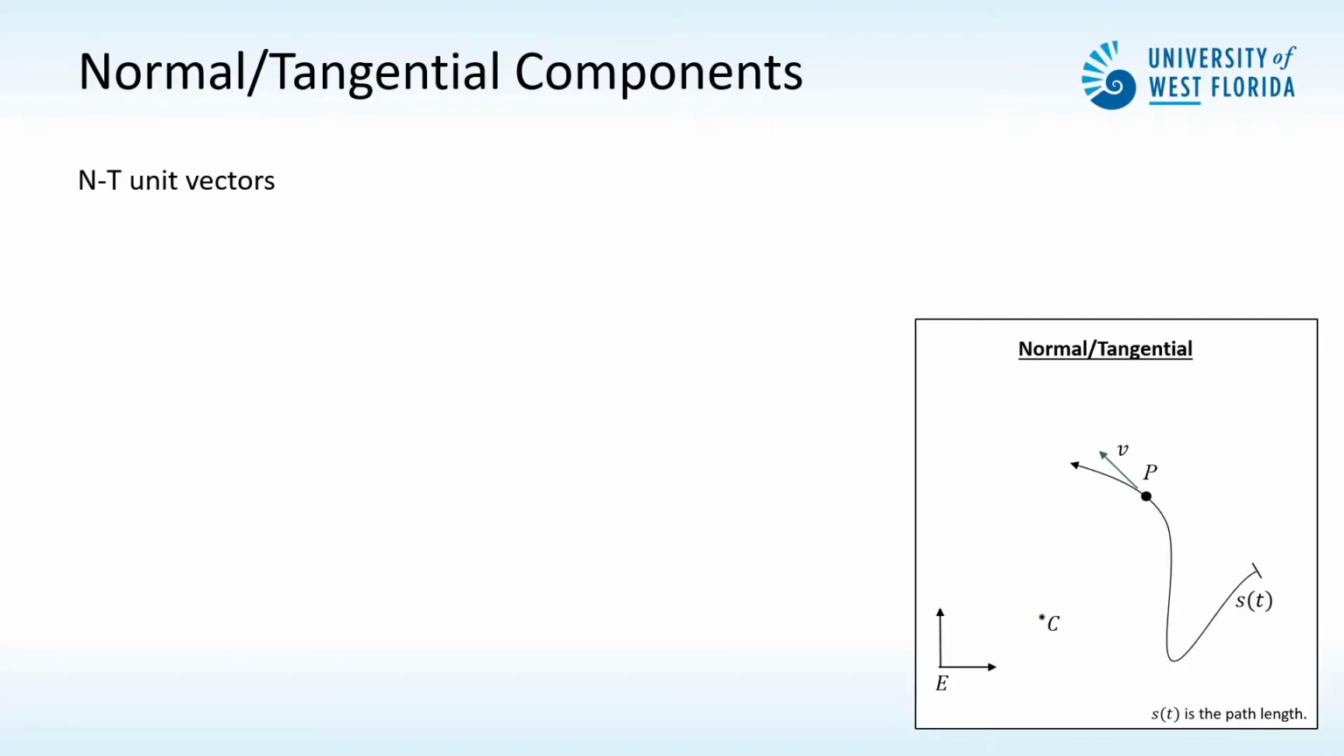We now know how to work with two different coordinate systems, Cartesian coordinates and polar coordinates. Now we'll add a third, and this will be the last set of unit vectors we work with in this course. These are normal tangential components, and they work like this. The tangential unit vector is called ut. Like velocity, it always points in the direction of motion.